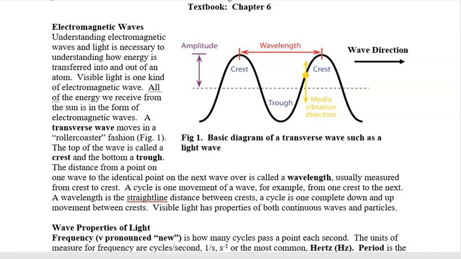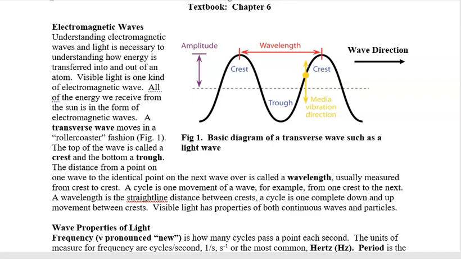A cycle is one movement of a wave, for example, from one crest to the next. So a cycle would be if you're on the top of one of those crests and you went down and came back up to the next one, that's a cycle. So it's not the same as a wavelength. A cycle is just a number. It's how many times you go down and come back up, go down and come back up. Whereas a wavelength is a straight line distance. As I say, it's measured in meters or micrometers or nanometers, and that's a straight line distance between two crests.